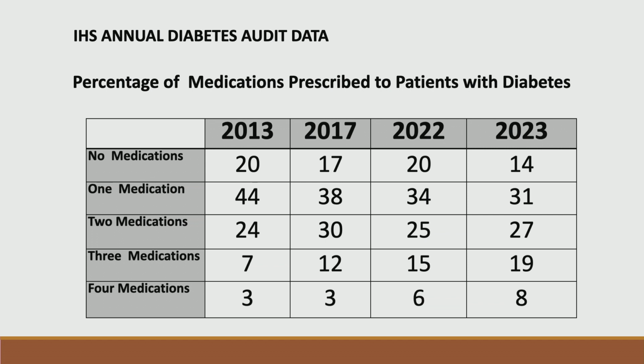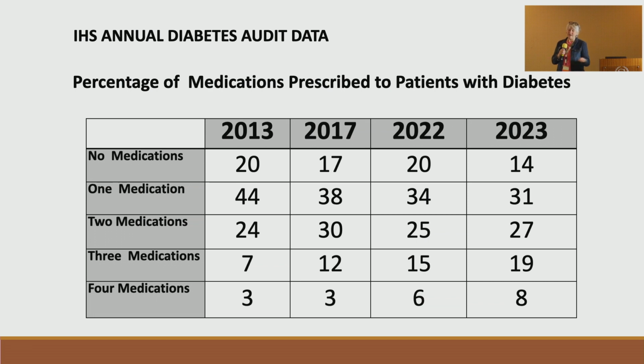So let's look briefly at the IHS audit data. I took this information off the audits from 2013, 17, 22, 23. And you will see, if you look at this data, that we are definitely increasing our medication use. If you look at no medications, we are shifting from 20% in 2013 down to only 14% of our patients on no medications, mostly because metformin is now the platform on which we build our diabetes care.